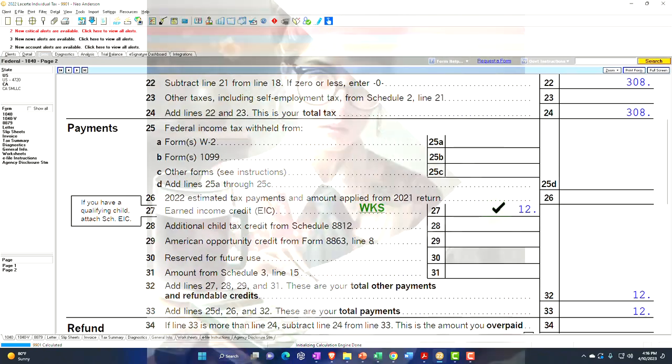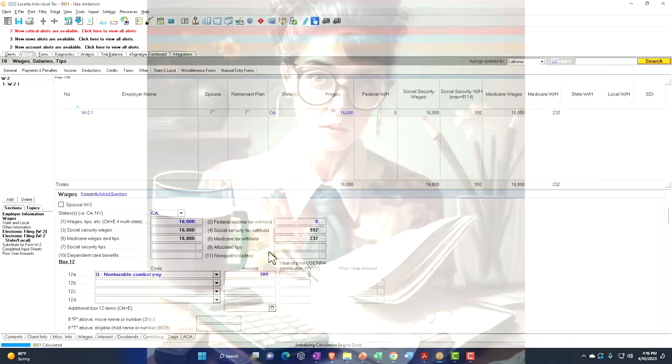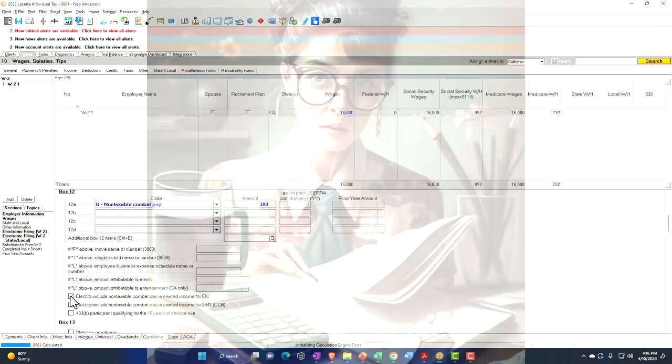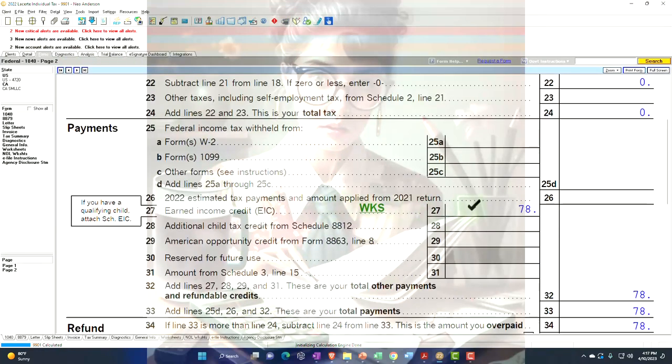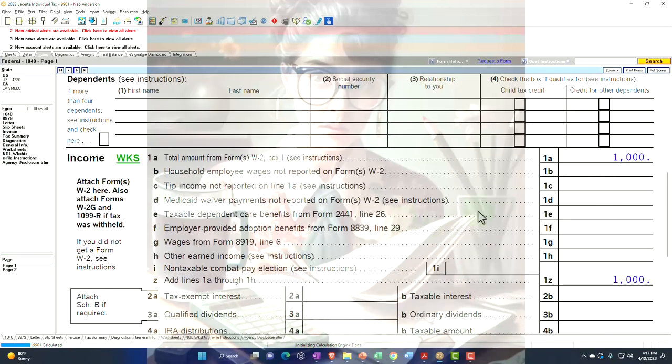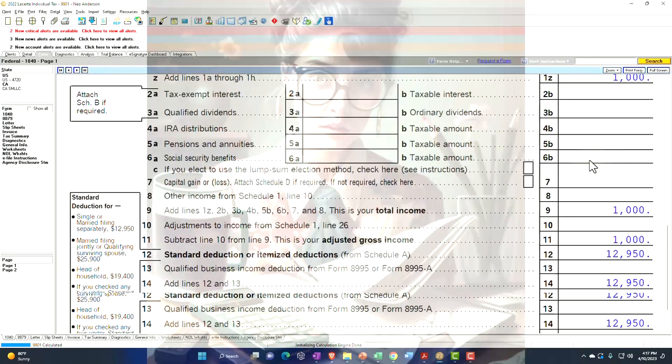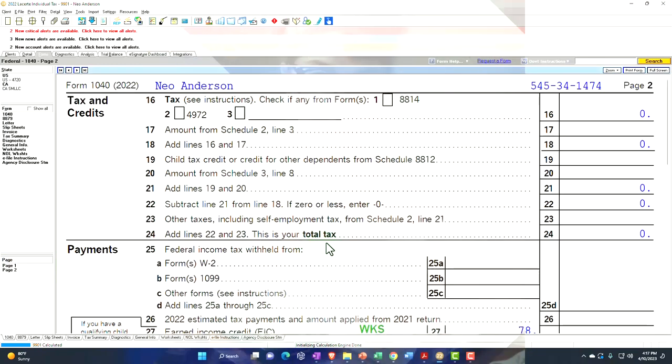So if I was under the threshold, then it might be a situation where the combat pay would bring it up. So for example, if I take the combat pay off and let's say we had basically just 1,000 of income, the worksheet is saying we got $75 of the earned income tax credit, according to the calculation, just $1,000 of income, combat pay not being included.